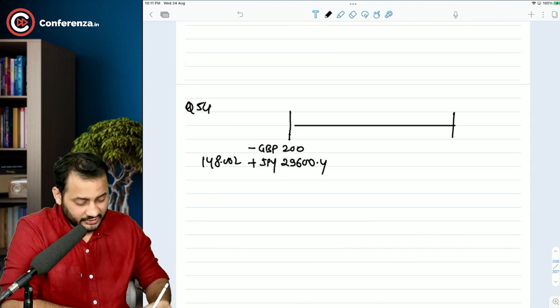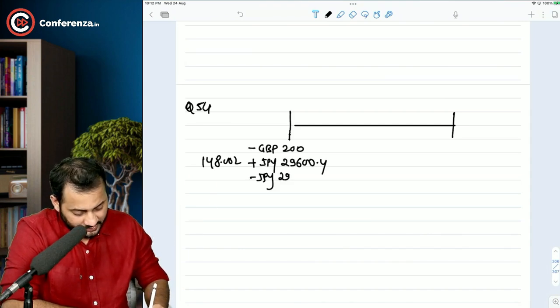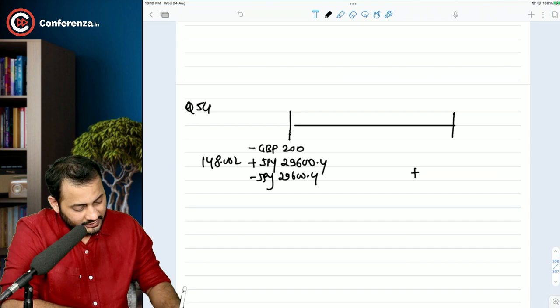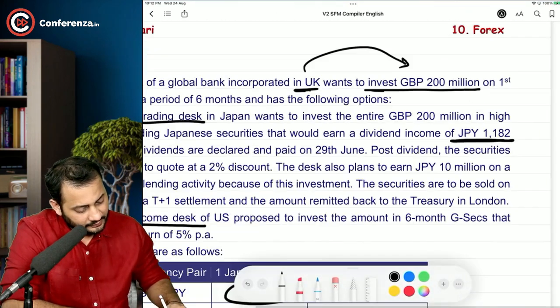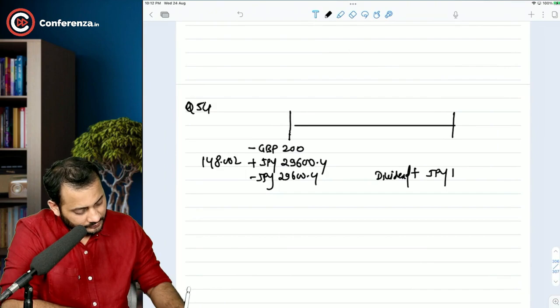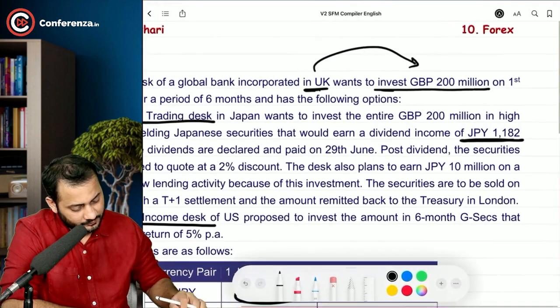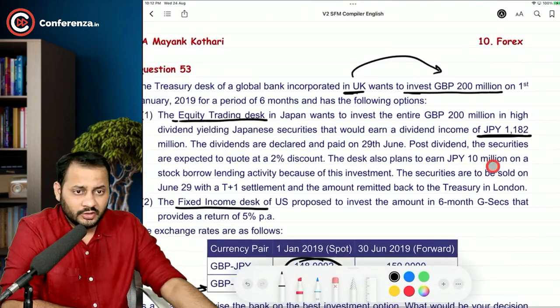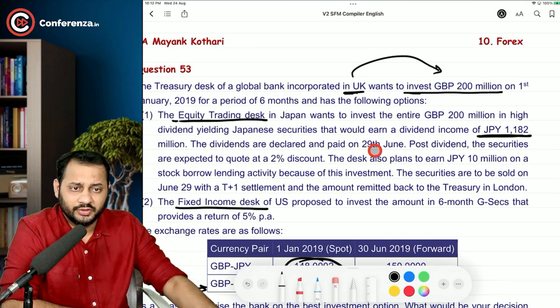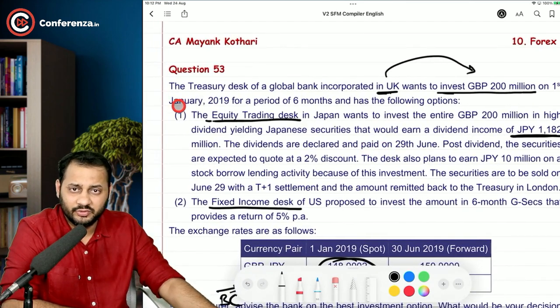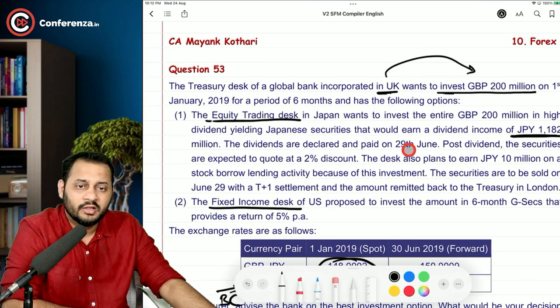And after investing this much, Japanese yen 29,600.4, you will receive the dividend. How much dividend? Dividend of Japanese yen 1182 at the end of the 6 months. Now, let's read further. The dividends are declared and paid on 29th June. You can clearly see this is the 1st of January 2019 and 29th June is just one day before the end of the 6 months. So we will consider it as end of the maturity.